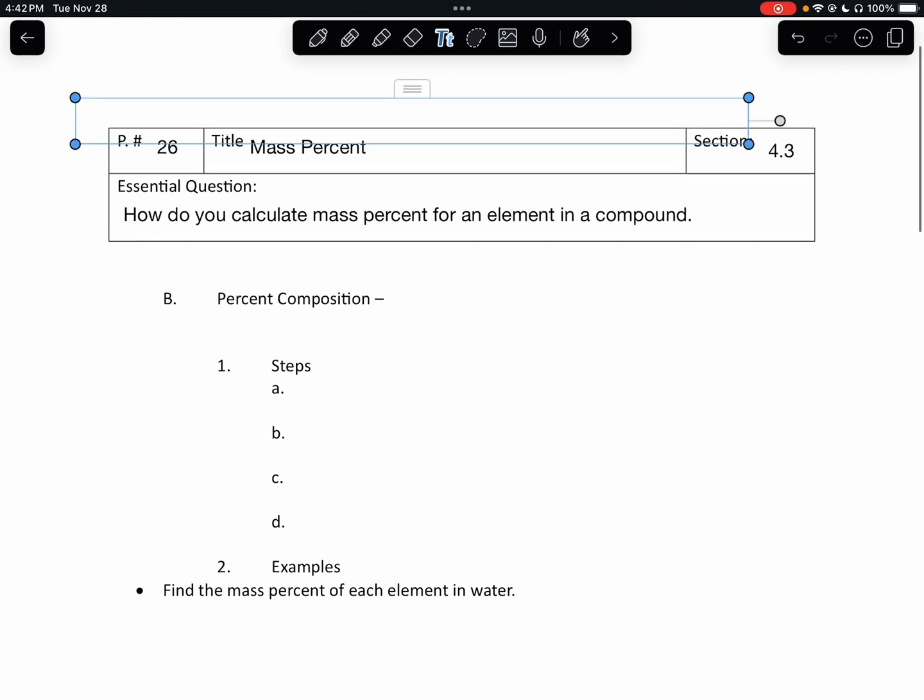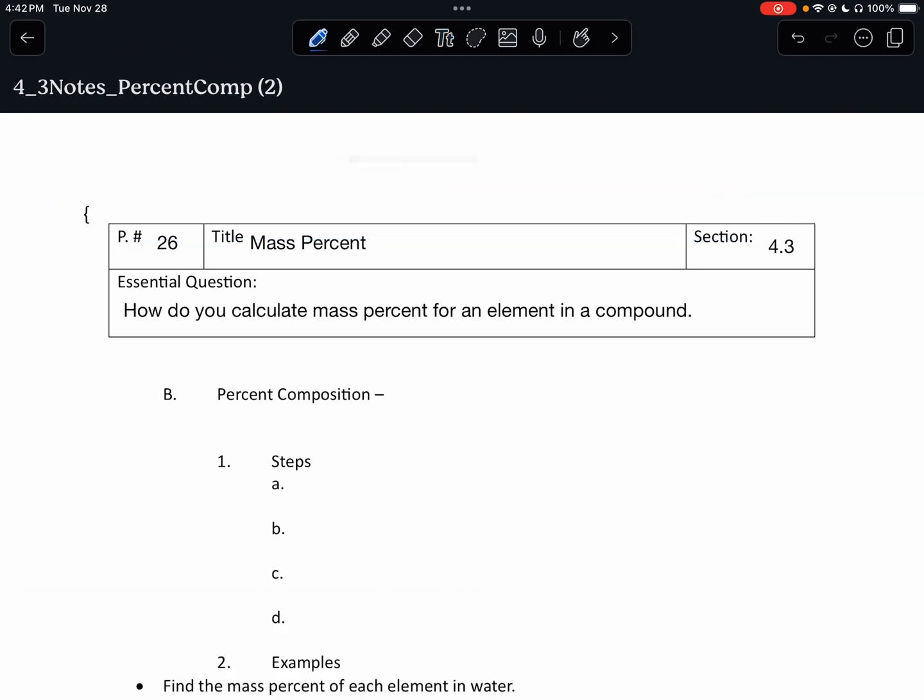First off, please make sure you're getting this information down here. Excuse me, my pen got a little crazy on me. Make sure you've got that. If you need to hit pause, go ahead and do that.